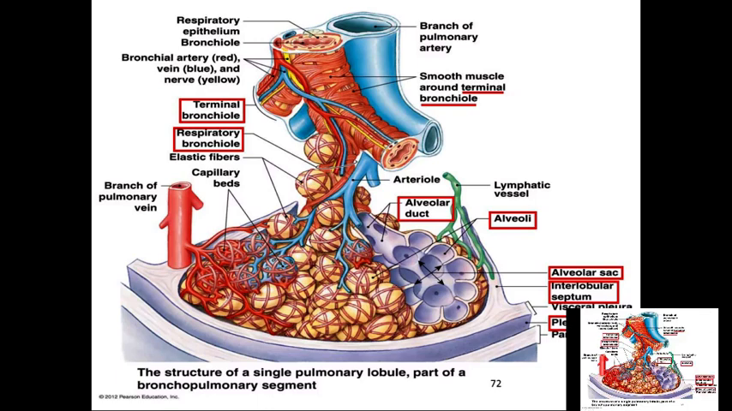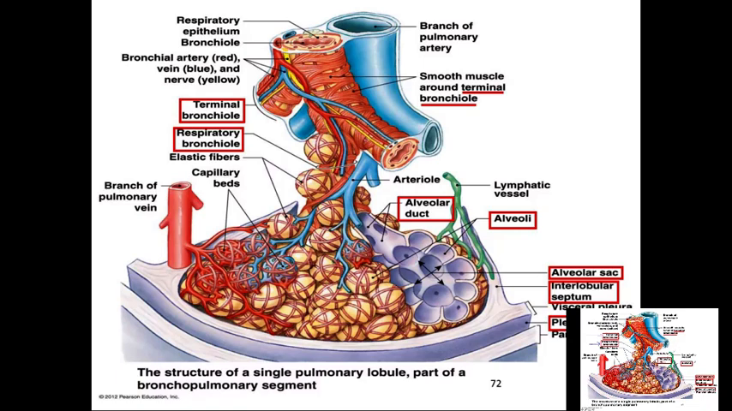And here's another close-up view. I'm just going to pause it here so you can take a look. You can see the terminal bronchiole up on the top left here. So this is the end of the conducting zone. And right here, that's the beginning of the respiratory.